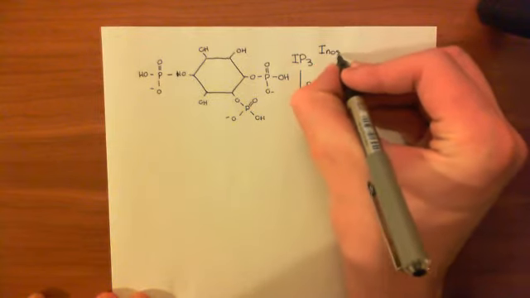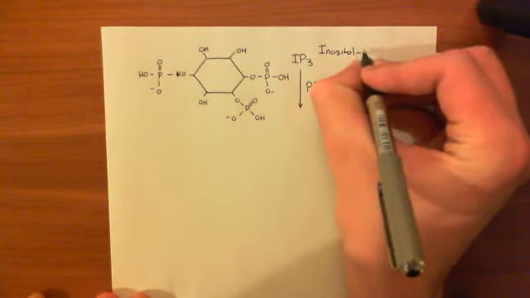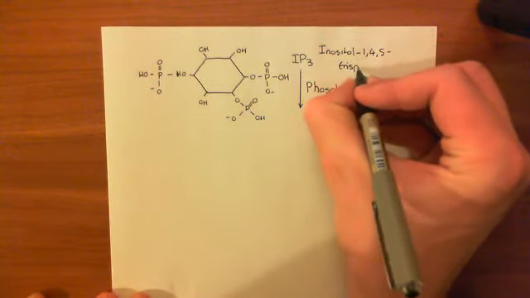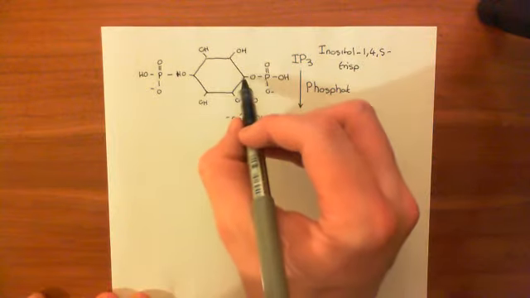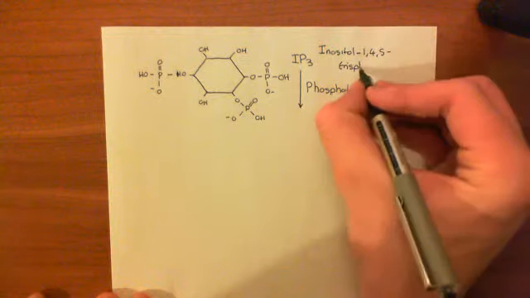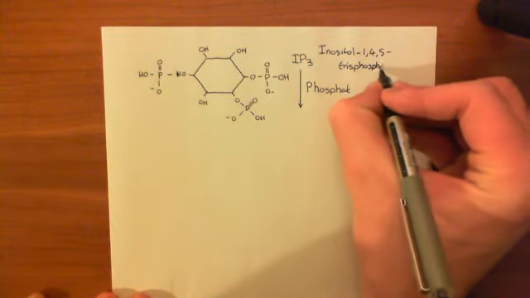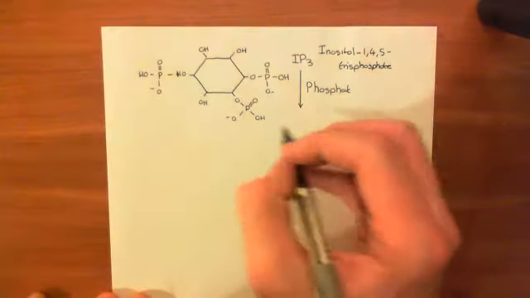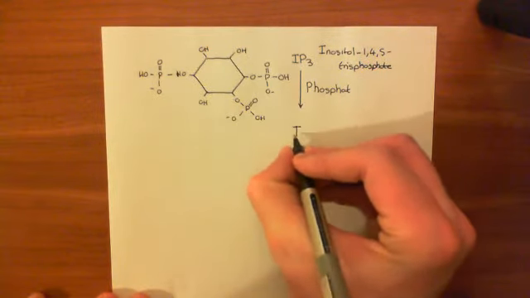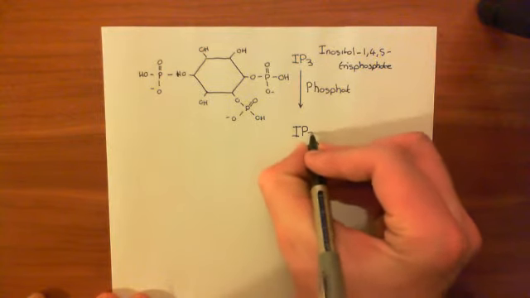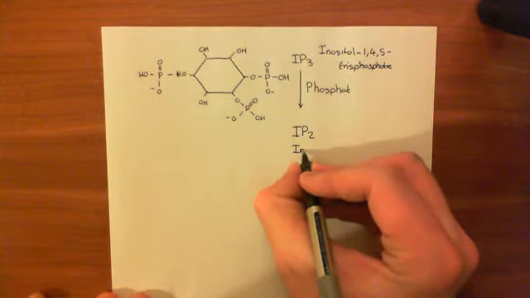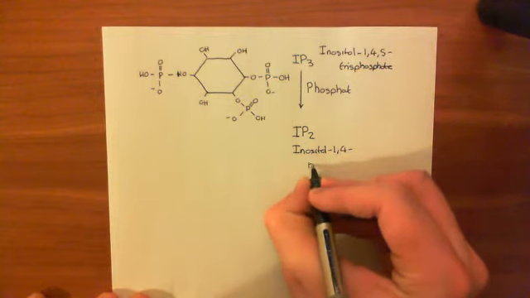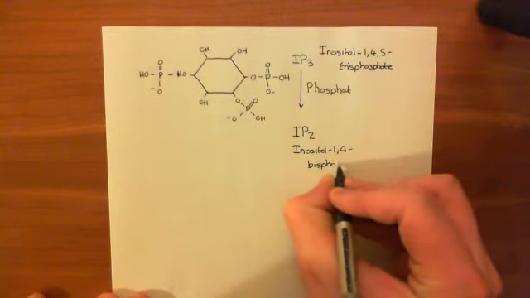So let me just write it out. Inositol 1,4,5-trisphosphate. So basically you have a phosphate group on carbon 1, a phosphate group on carbon 4, and a phosphate group on carbon 5. And basically the first one that you need to remove is this phosphate group on carbon 5. So that goes first, and that reduces you down to inositol 1,4-bisphosphate, or IP2. So this is inositol 1,4-bisphosphate.